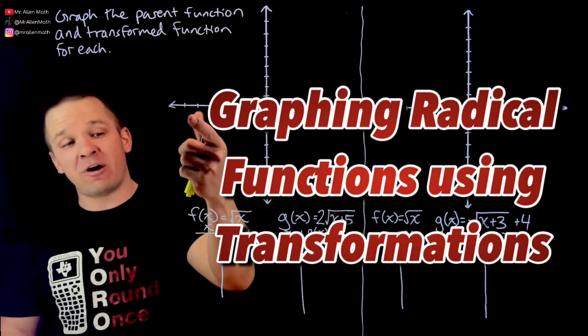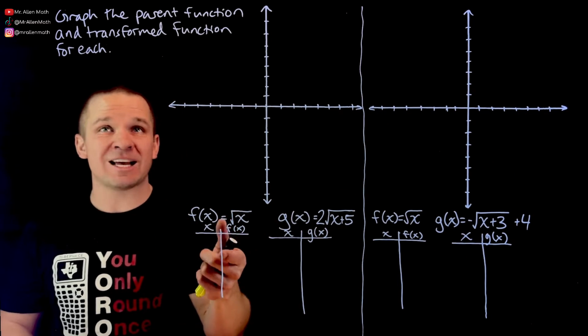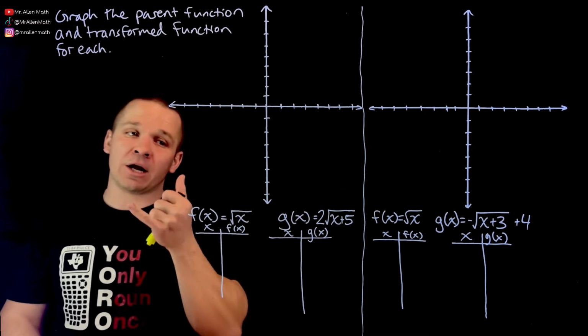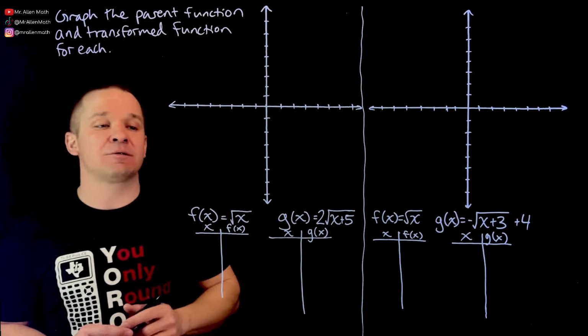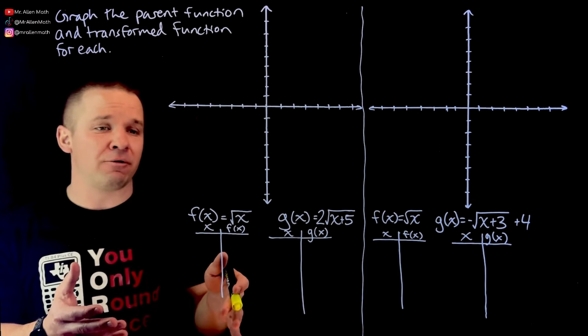We're going to graph the parent function, f of x equals the square root of x, and the transformed radical function, g of x in this case equals 2 times the square root of x plus 5. So let's start out with our parent function, okay?